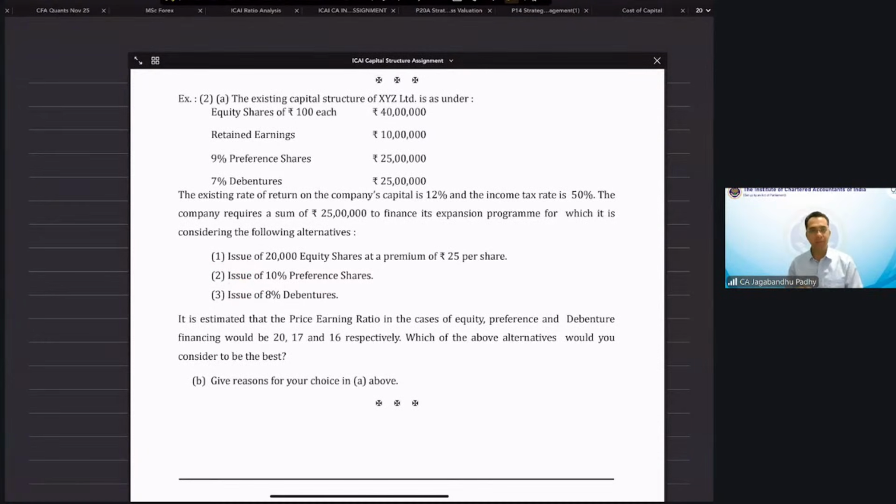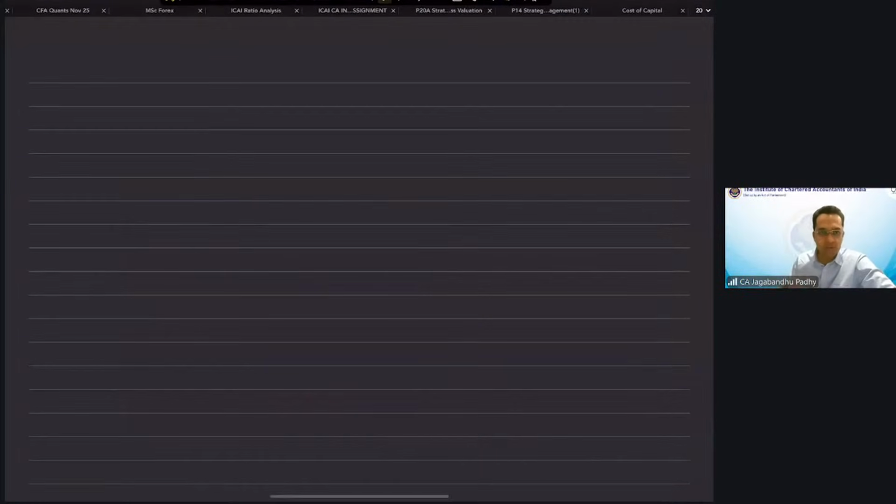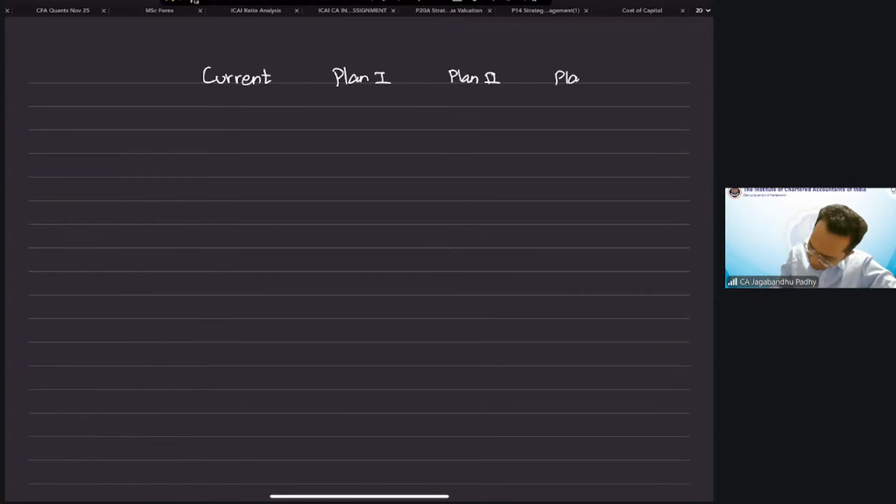Okay, so these are the three items that we are having. I mean, three ways by which we can raise the funds. So we've got three plans. First, let's talk of what's happening with the current numbers, and then we'll talk of the plans. So we have the current plan, plan 1, plan 2, and the third plan.